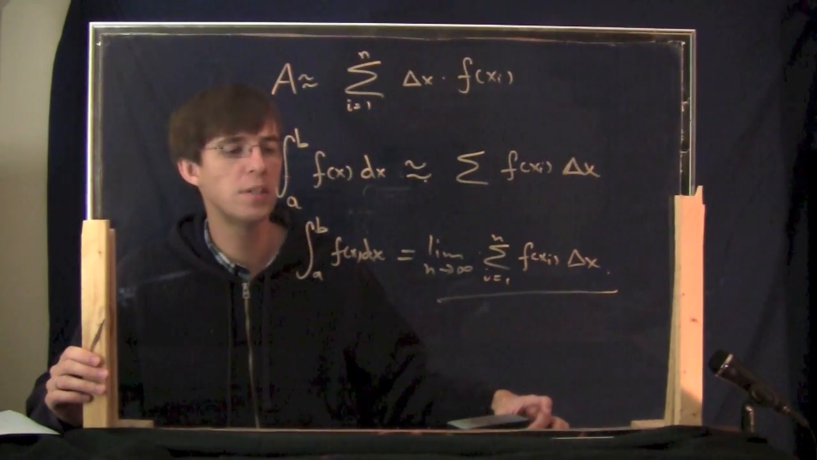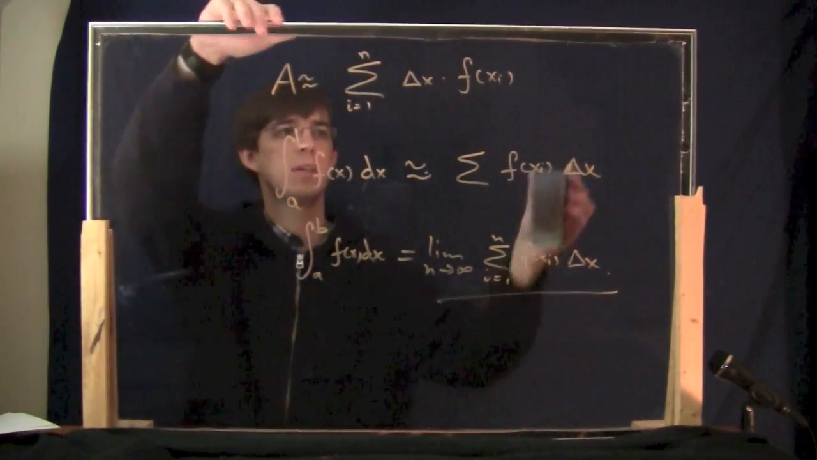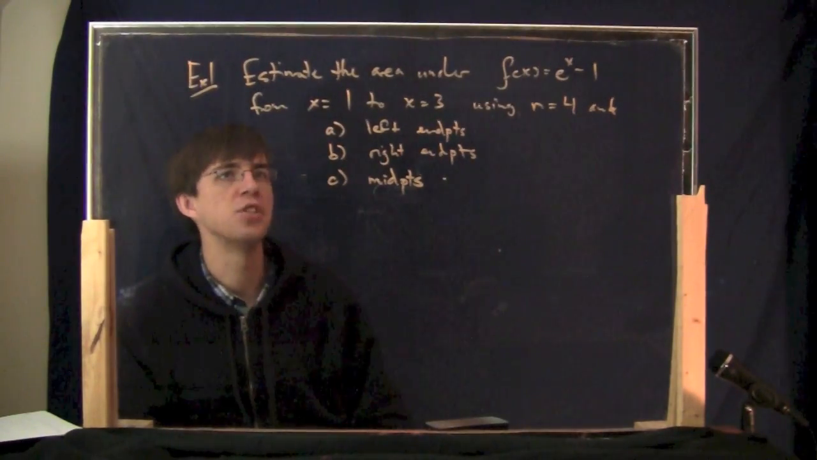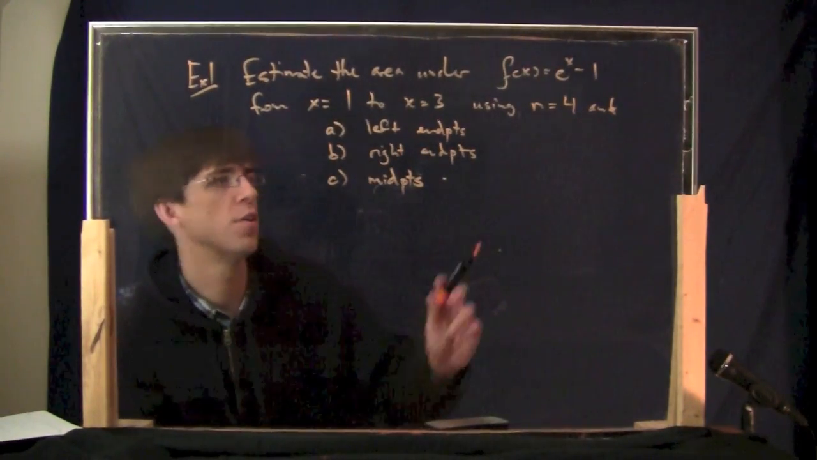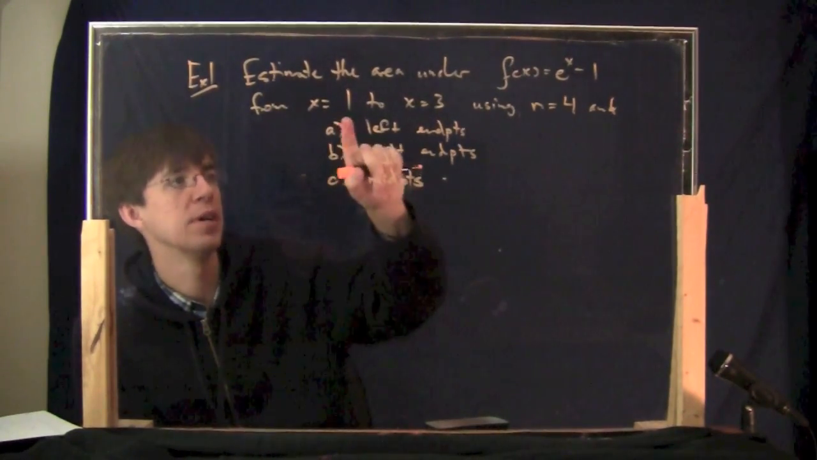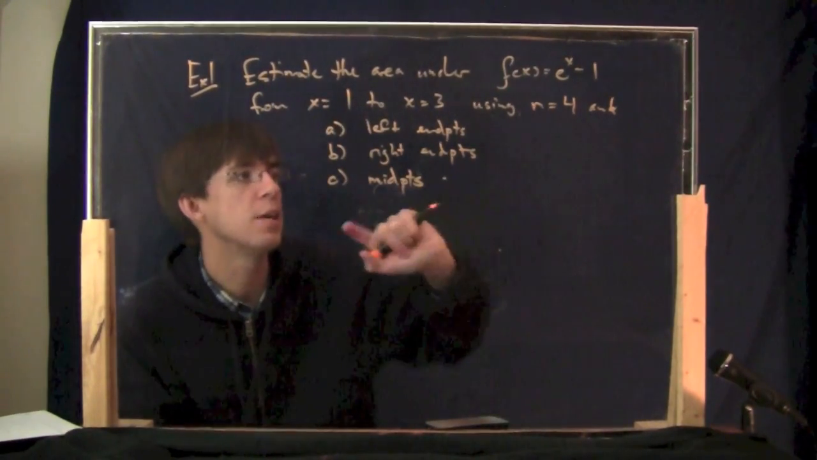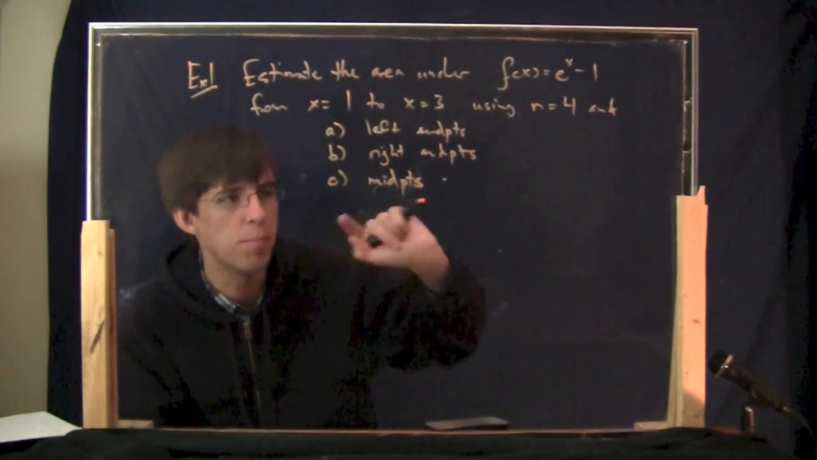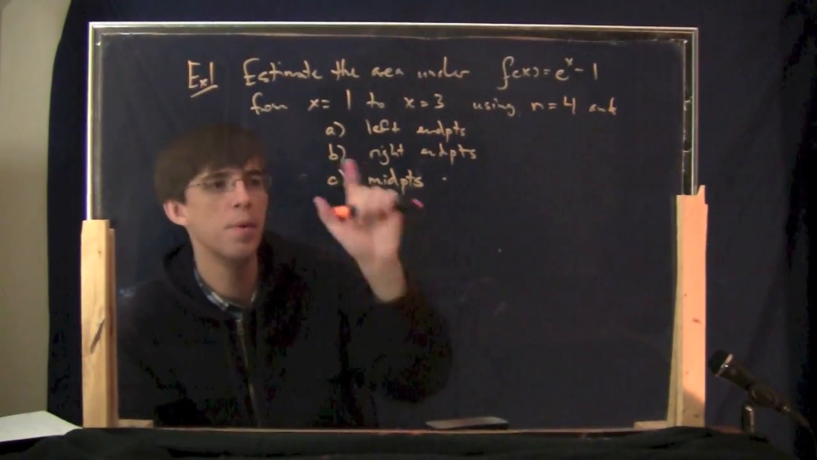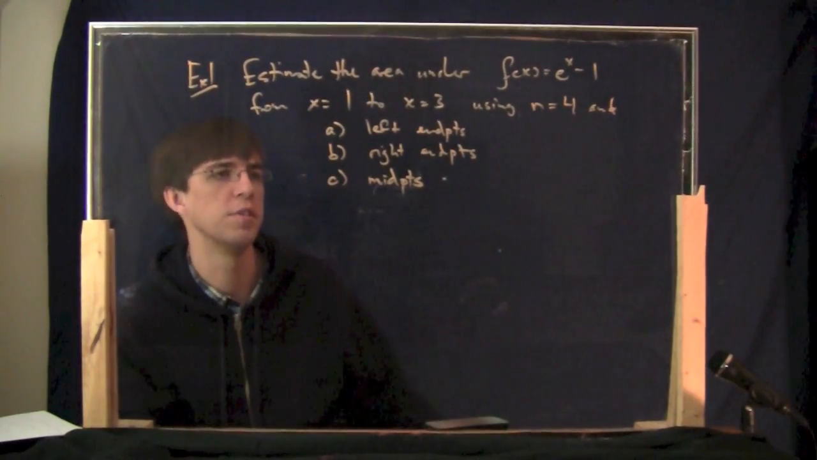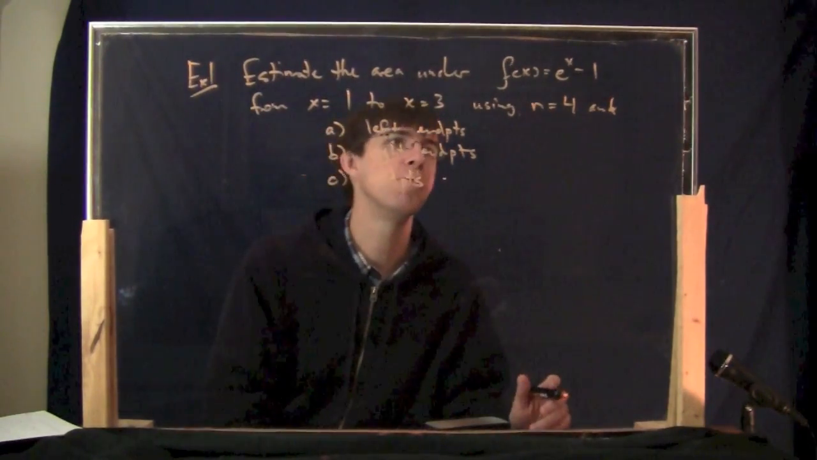Let's just try a couple more examples of these estimations, and that'll do it for us. All right, I just want to do one example, and that should do us. Estimate the area under the curve f of x equals e to the x minus 1 from x equals 1 to x equals 3 using n equals 4 and part A, the left endpoints, part B, the right endpoints, part C, the midpoints. We didn't even talk about the midpoints. A and B are very similar to each other, and it turns out C is also fairly similar. Let's see if we can do it.